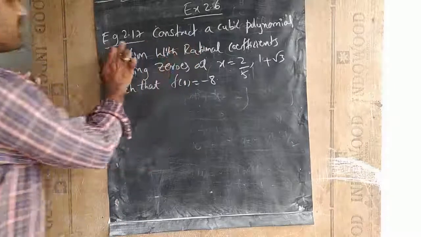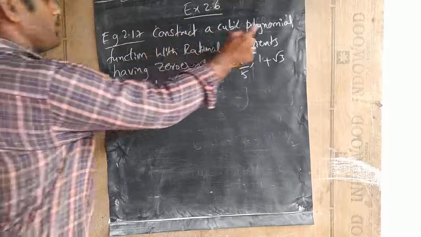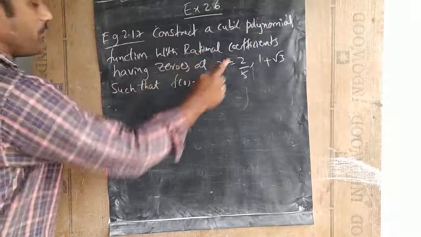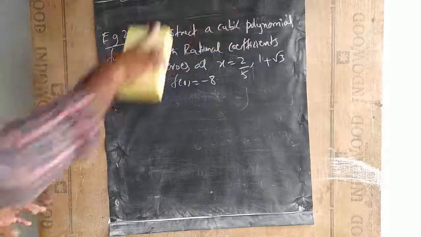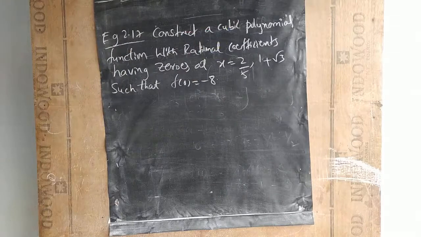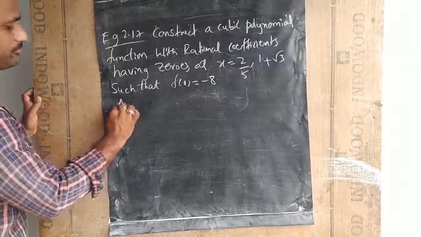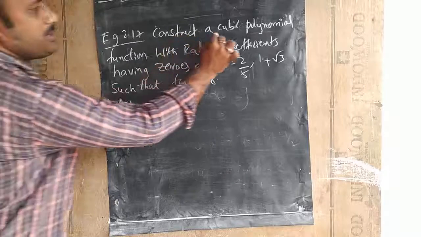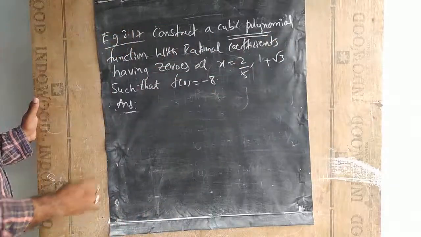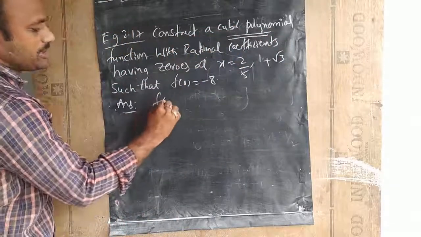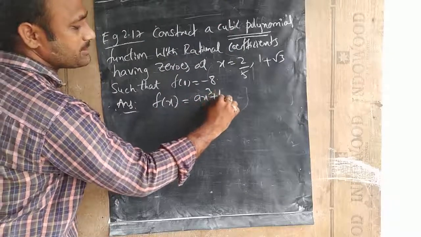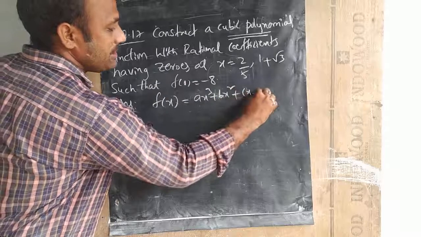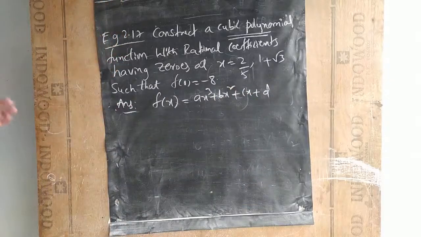Next, let us see example 2.17. Construct a cubic polynomial function with rational coefficients having zeros at x is equal to 2 by 5, 1 plus root 3, such that f of 0 is equal to minus 8. He is talking about a cubic polynomial, students. First let us write the standard cubic polynomial here: ax cube plus bx square plus cx plus d. This is our standard cubic polynomial.